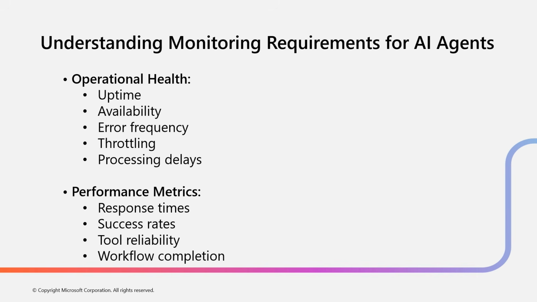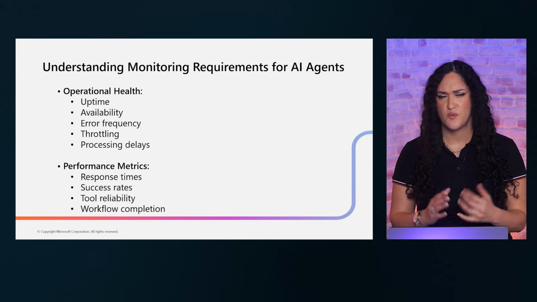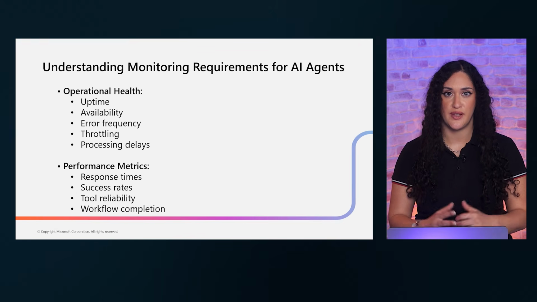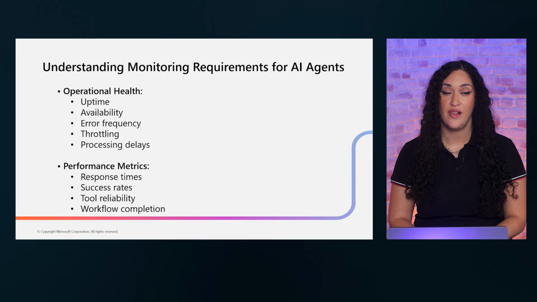Monitoring AI agents is not a single-layered task. It requires a multi-layered approach. On the operational health side, you are tracking things like uptime, availability, error frequency, throttling, and processing delays. These are your foundational signals telling you whether the agent is even running correctly. Then you have performance metrics: response time, success rates, tool reliability, and workflow completion rates. These tell you how well the agent is performing its tasks.